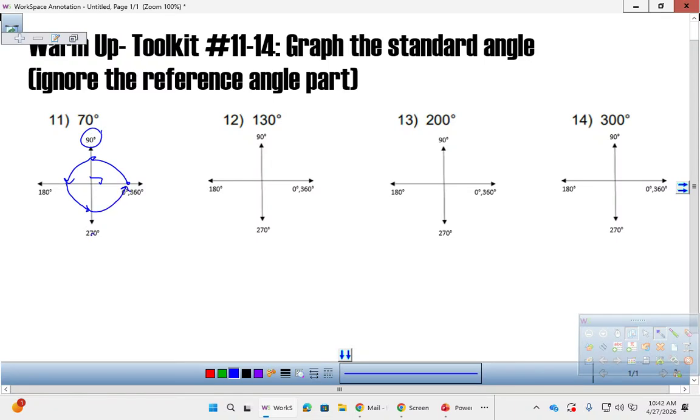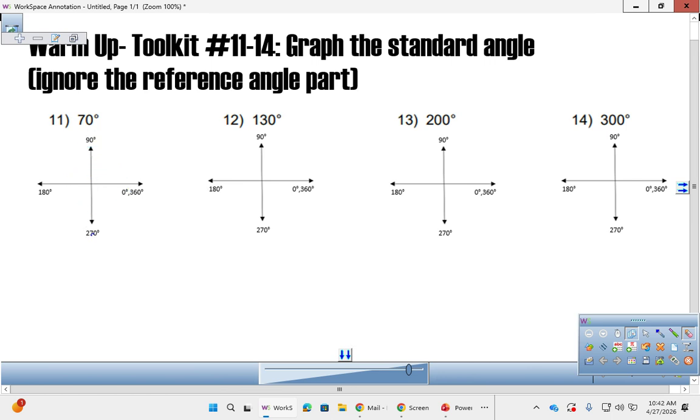So the corners are going up by 90. It's 0, 90, plus another 90, 180, plus another 90, 270, plus another 90, 360. So what you have to do is figure out where your angle falls in relationship to those corner angles. So 70 degrees is somewhere between 0 and 90, right? So it should fall somewhere in what we call quadrant 1. I'm going to draw it a little bit closer to 90 than to 0, because 70 is closer to 90 than it is to 0.